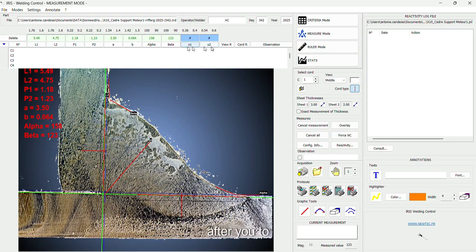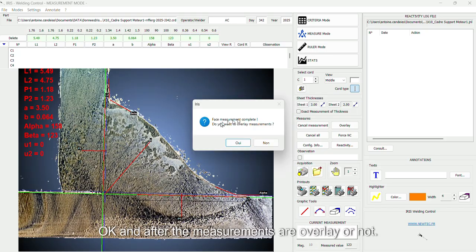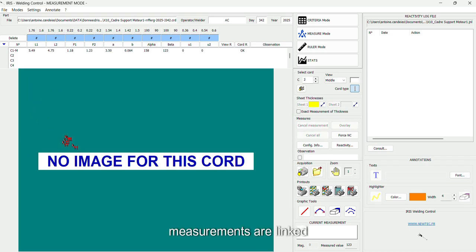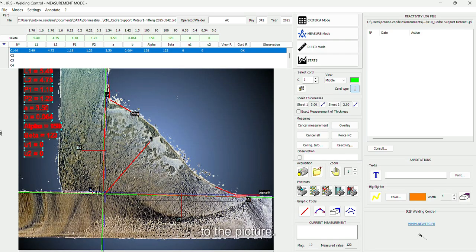After that, there are some parts where the weld is too high. There is a deviation on the thickness. In this case, there is none. You click two times and it's done. After, the measurements overlay or not. If they do not overlay, they can redo the measurement because they have done something wrong. But if they overlay, the measurements are linked to the picture. By the end I can measure all.